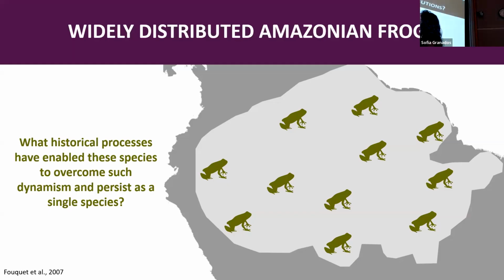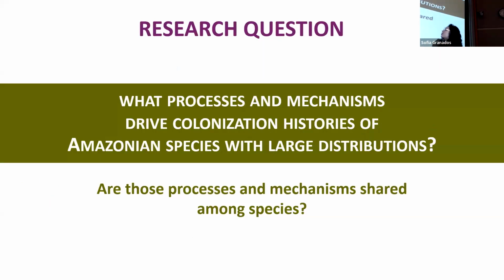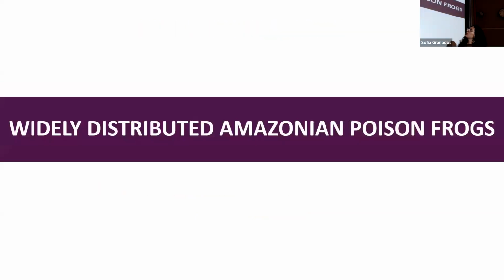Okay. So, here is my research question. What processes and mechanisms drive colonization histories of Amazonian species with large distributions, and are those processes and mechanisms shared among species? In order to answer this question, of course, I'm going to be talking about poison frogs, because we have some widely distributed poison frogs.